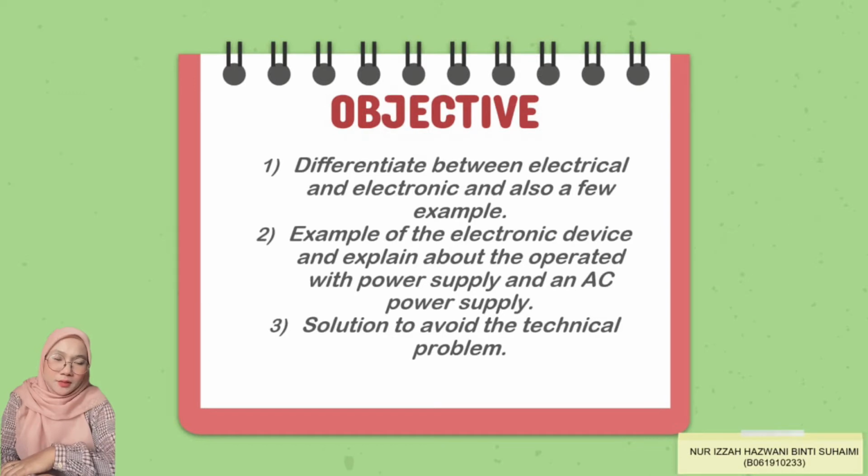My name is Izzah Hazwani binti Suhaimi. After that we go to the objective. The objective is divided into 3. First is to differentiate between electrical and electronic, with a few examples. Second is examples of electronic devices, and to explain the operation with a DC power supply and an AC power supply. And last is the solution to avoid the technical problem.